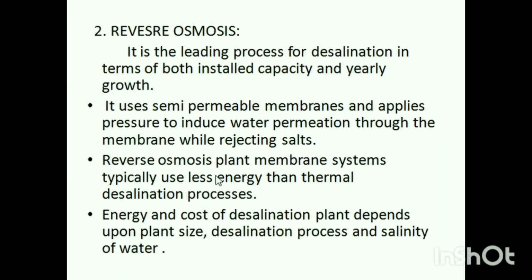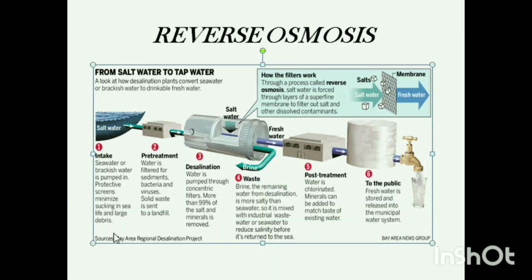The next process, which is most widely used in desalination plants, is reverse osmosis, which uses a semi-permeable membrane to remove salts present in the water and thus produces fresh water with less energy than that of the distillation process. This graph indicates the process of reverse osmosis in detail.